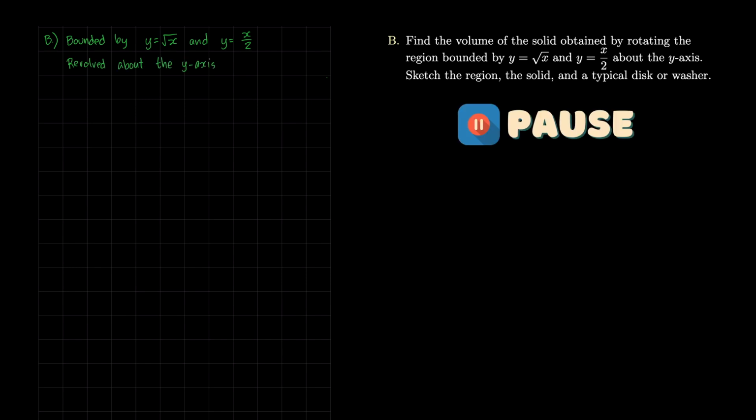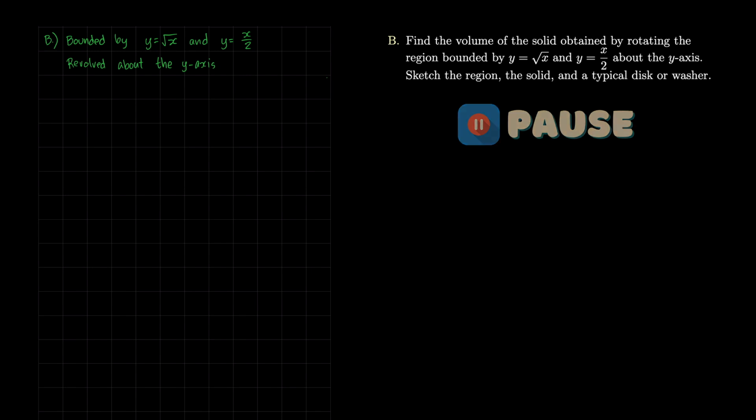Our next solid is generated by the region bounded by y equals the square root of x and y equals x over 2, which is then revolved about the y-axis. Now pause this video again to try to solve the problem on your own.